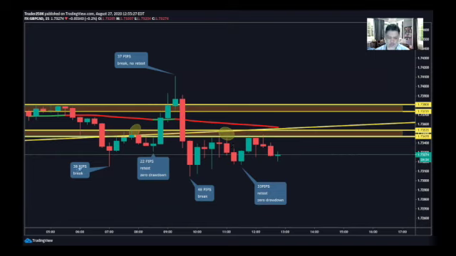So whether you were a breakout trader or a retest trader, you were able to take advantage of this. The breakout trader got an additional 37 pips when it went above. It paid out nicely. That was GBP CAD.